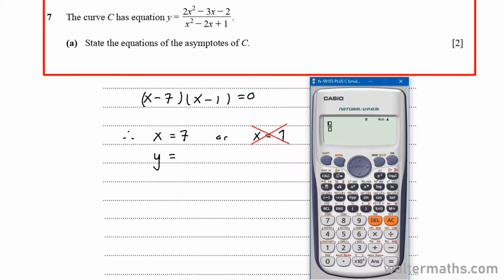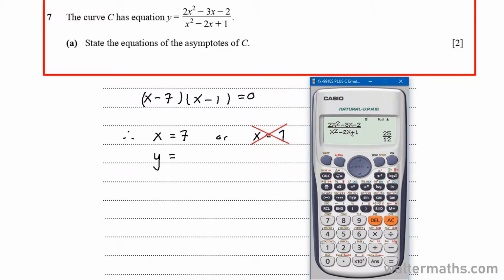Then I'll type in the fraction. So that's 2x squared minus 3x minus 2. So that's 2 alpha x squared minus 3 alpha x minus 2. And on the denominator, we have x squared minus 2x plus 1. So that's alpha x squared minus 2 alpha x, and it's plus 1. And what we get here is 25 over 12.